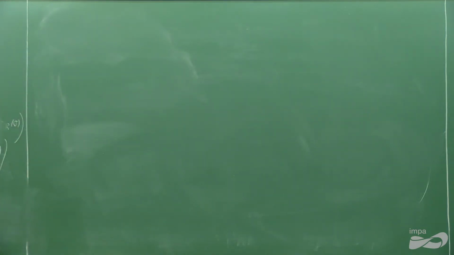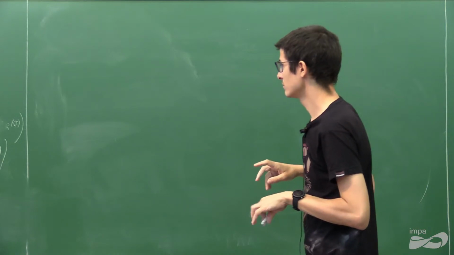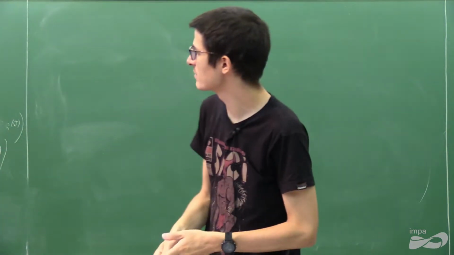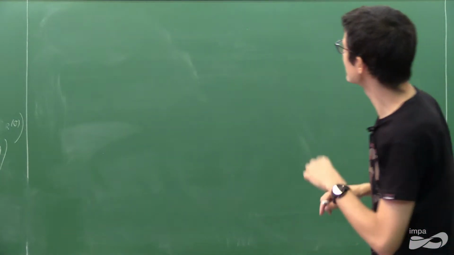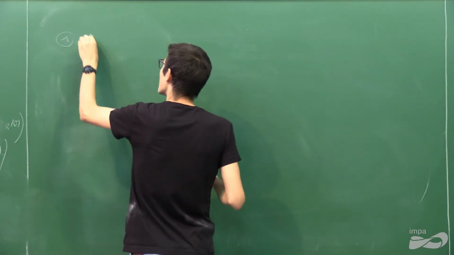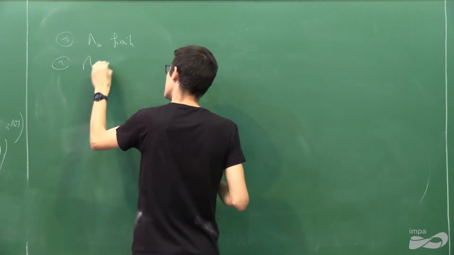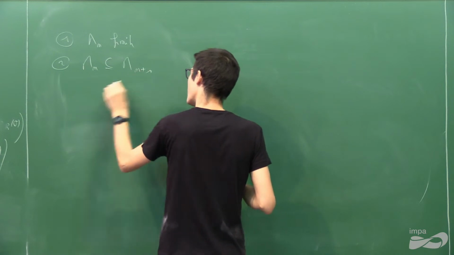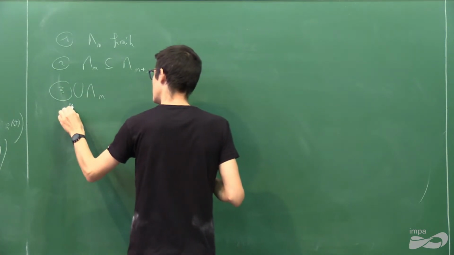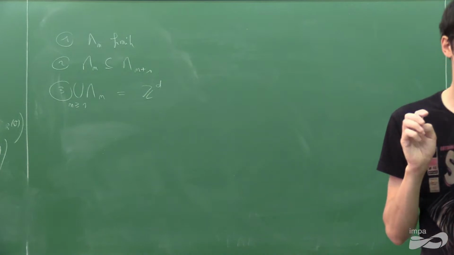Okay, so so far when I wanted to enlarge my box and take the limit to get the whole lattice, the only requirement I would have was, well, lambda n finite, lambda n increasing, and lambda n eventually covering the whole space. And this is actually sufficient if you want to get the limit for the measure.